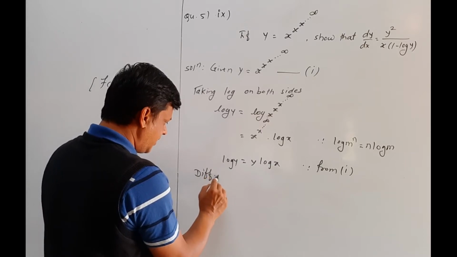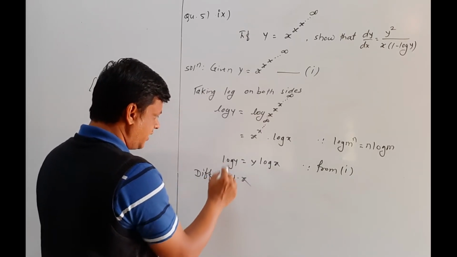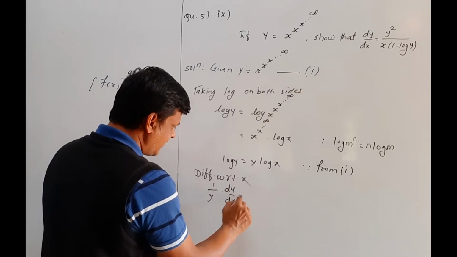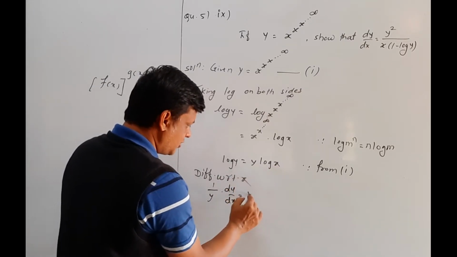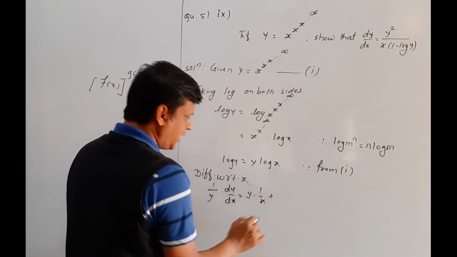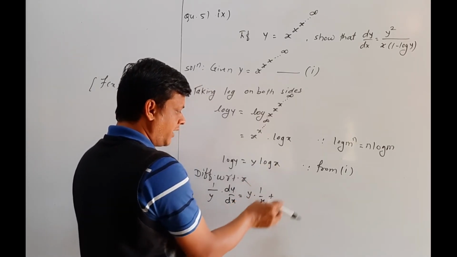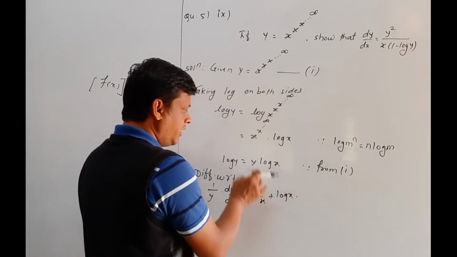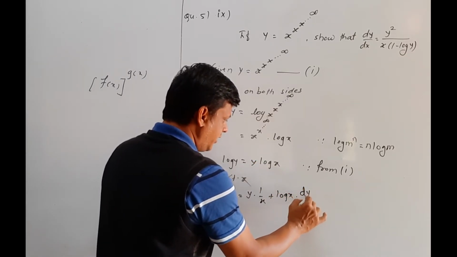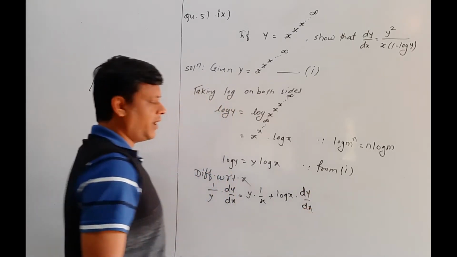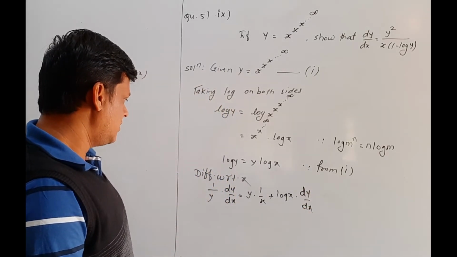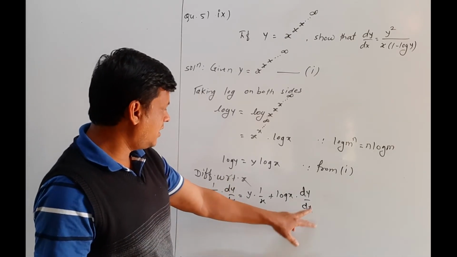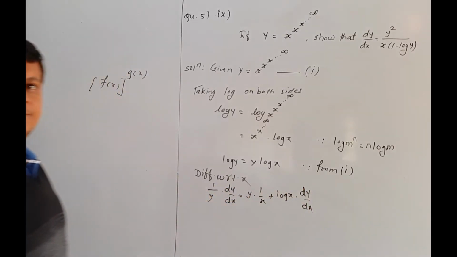So write here, differentiate with respect to x. Derivative of log y is 1 by y into dy by dx. Here we apply the product rule. So first function into derivative of second, that is derivative of log x, so we write 1 by x, plus second function, that is log x, into derivative of first function, that is derivative of y. So we write the derivative of y as dy by dx. Now we require dy by dx. So transfer this dy by dx to the left hand side.